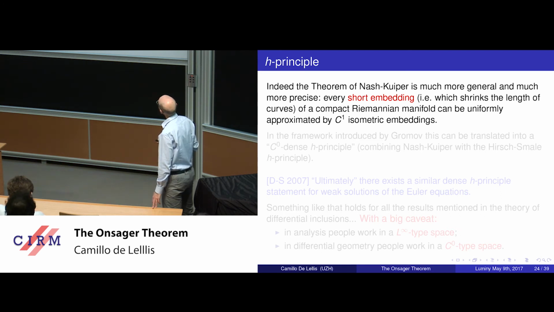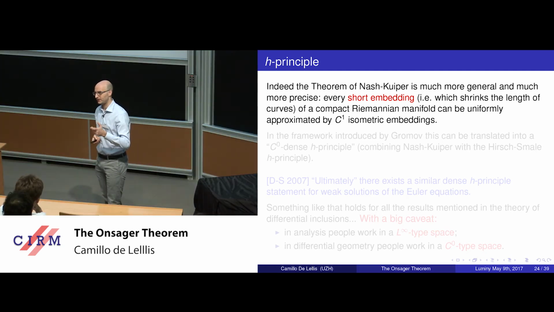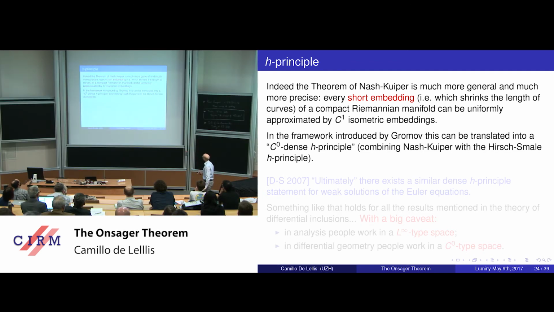In a sense, the theorem of Nash-Kuiper is much more general. There is something called an h-principle. The h-principle tells you something like this: if you give me a short map, a map which is decreasing length, I can uniformly approximate it with C1 isometric embeddings, so with exact solutions. It looks a little bit like what we were doing with the eikonal equation. We started with a subsolution, and we constructed a true solution as a perturbation of this subsolution. And when we are adding these perturbations, we always stay nearby, in the C0 norm. This is what Gromov calls an h-principle.